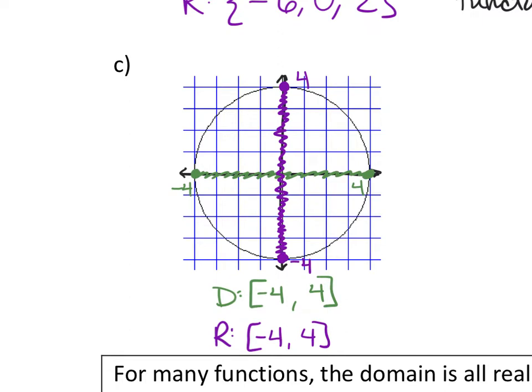We're using the bracket instead of the parentheses because it's a closed circle. The function actually exists at those points.